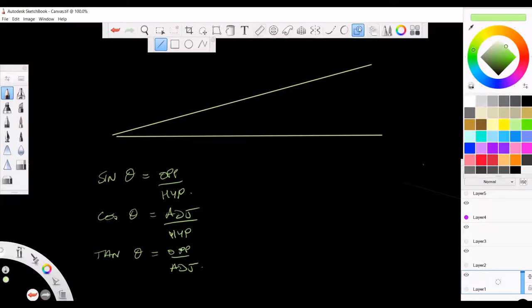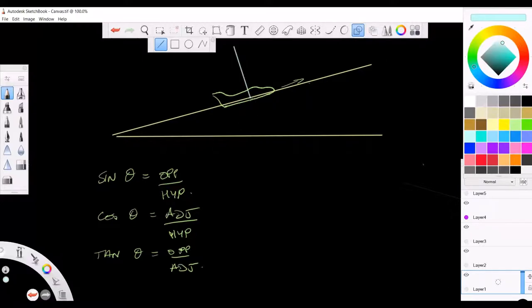So if I draw a badly drawn aeroplane, sorry for the helicopter guys, it's not really relevant to you. Okay. So I've got an aeroplane that's flying up like this, and lift is by definition at 90 degrees to the flight path.